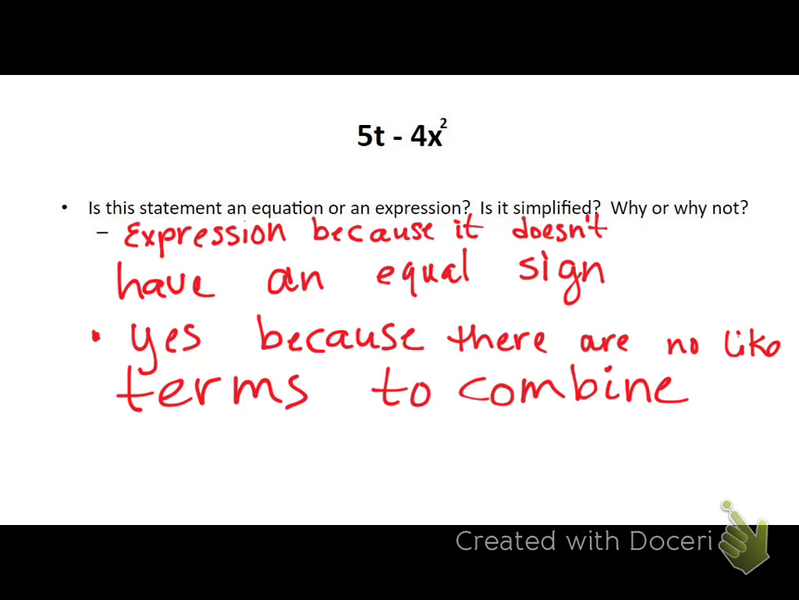So if you are finished, you could go ahead and start looking at the practice problems, and then we'll go through them together in about 10 seconds.